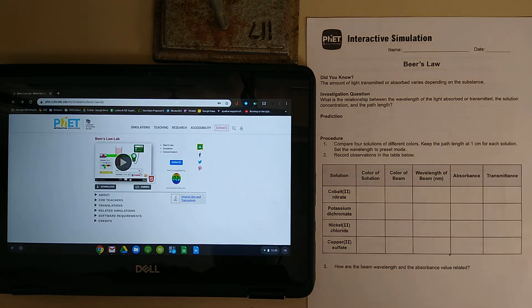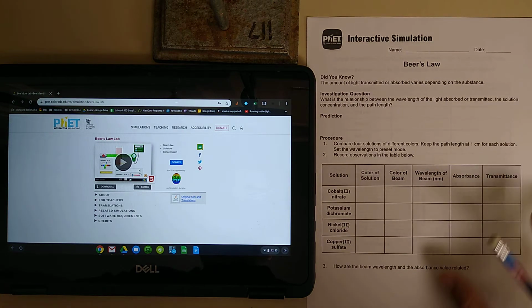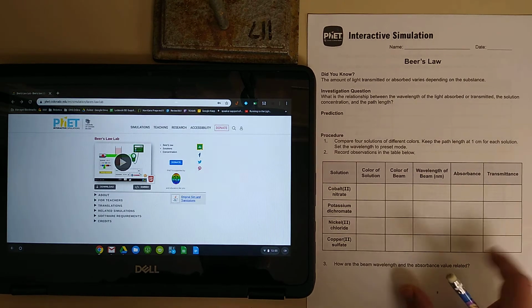This video goes with the Beers Law simulated lab from the PhET simulation website. The link is in Google Classroom and it takes you to this page. There's also this paper that goes with it. If you're able to print it, great. If you're not able to print it and you just want to look through, that's also fine.